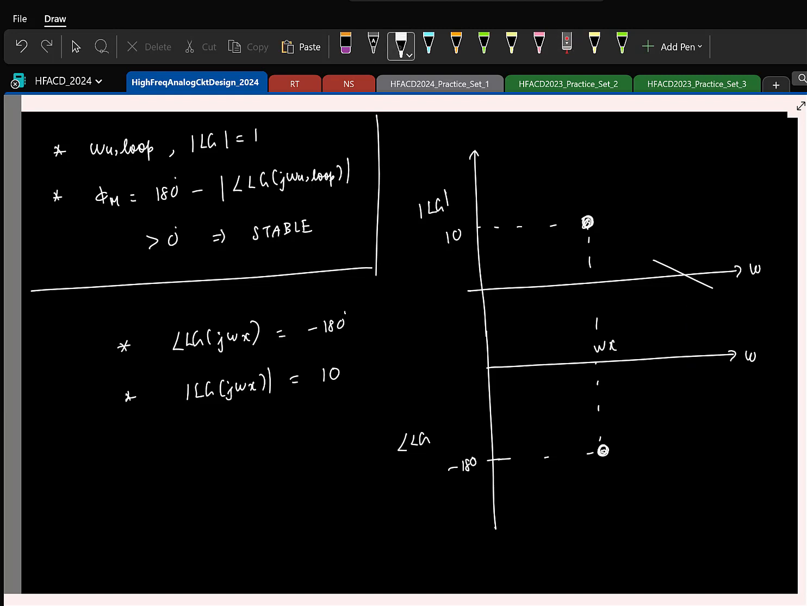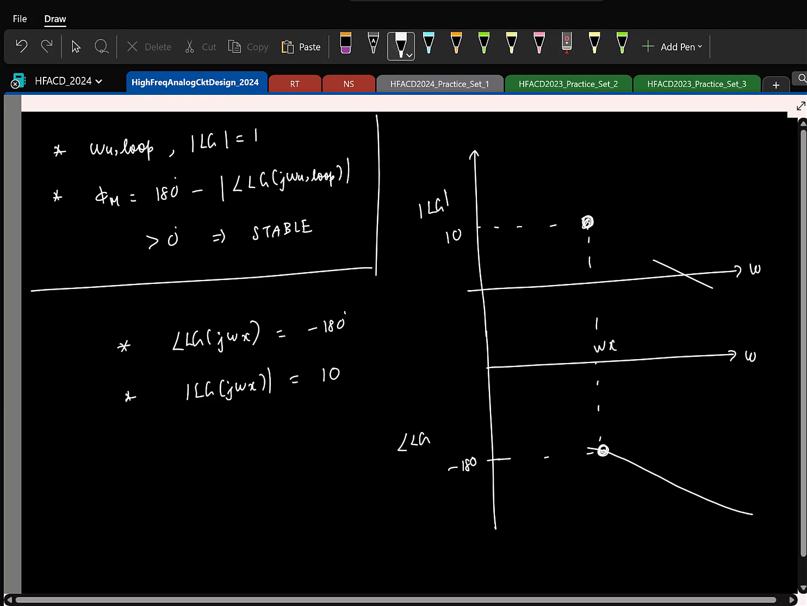Now we can have two possibilities. The phase can continuously keep reducing. If this is the case, it's definitely unstable. But I can also have a case where the phase increases. Then it will become stable. So the correct answer is, you cannot say. The information is not enough. The only thing that matters is the phase margin, that's all.